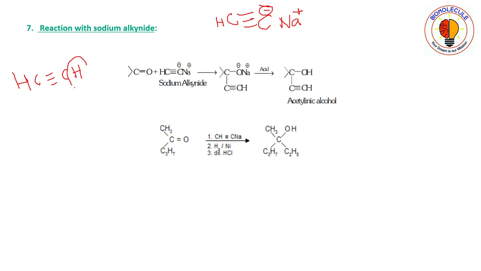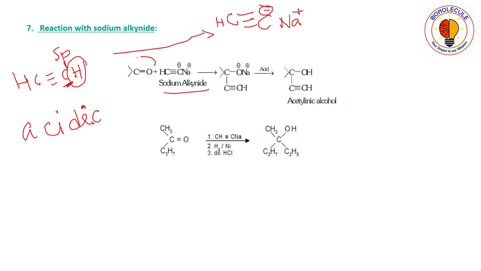So these protons are acidic in nature. Why? Because this one is sp hybridized carbon, and the hydrogen attached to sp hybridized carbon are acidic. Okay, so if you give any base, it will give you this one. Okay, so this one is sodium alkynide.